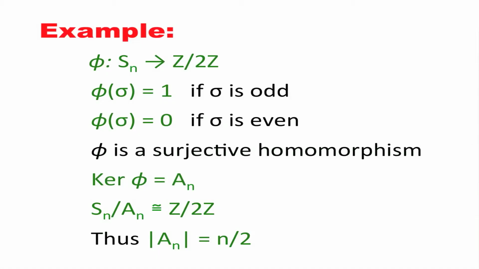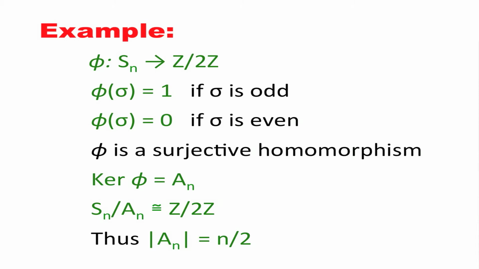Let us now show an example. Let φ be a function from the set of all permutations, the permutation group Sn, to Z/2Z. So, φ(σ) is equal to 1 if σ is odd and equal to 0 if σ is even. So, this is the function that we have defined.